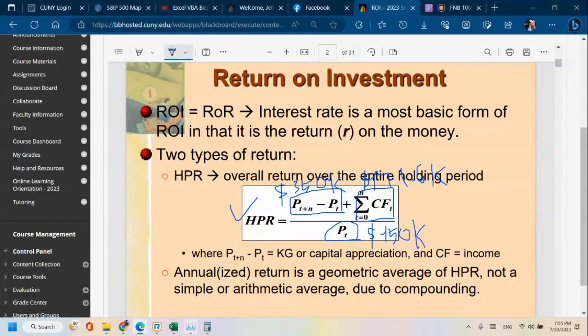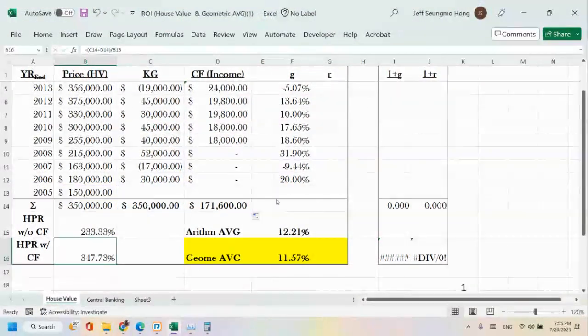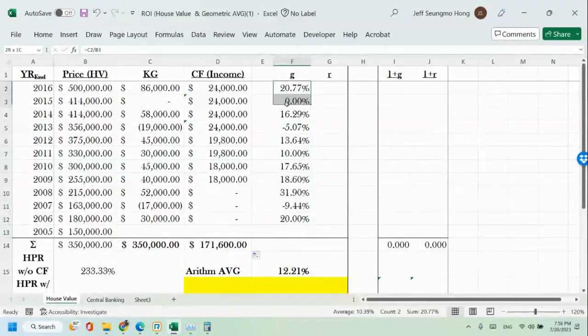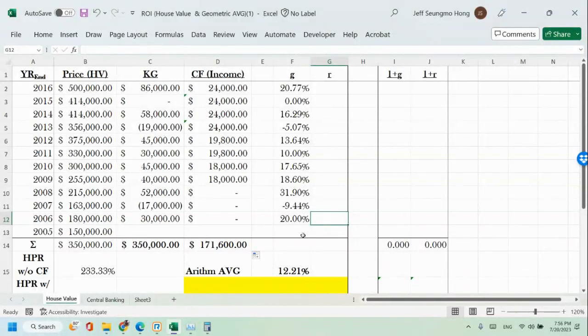Okay. Now the question is, we need to annualize this. So how do we annualize this? Again, this is just the growth rate, annual growth rates in scenario 1, because it's the growth rate measured by only the capital gains.